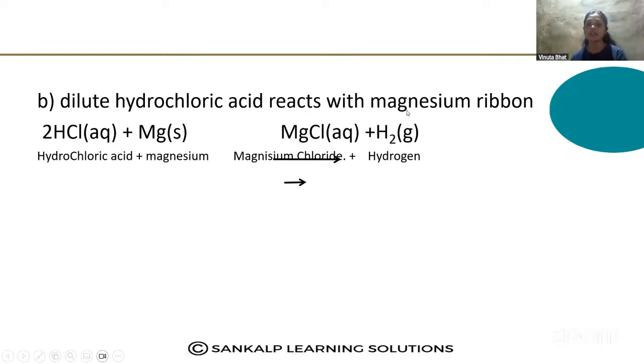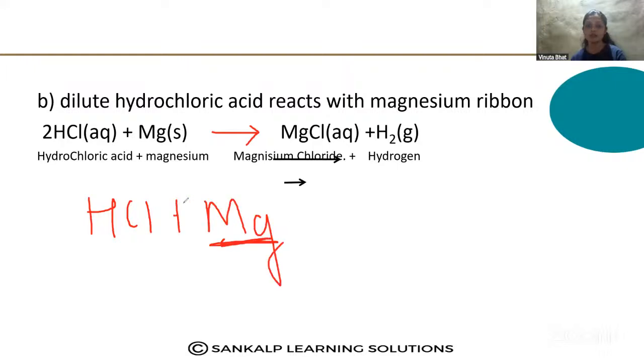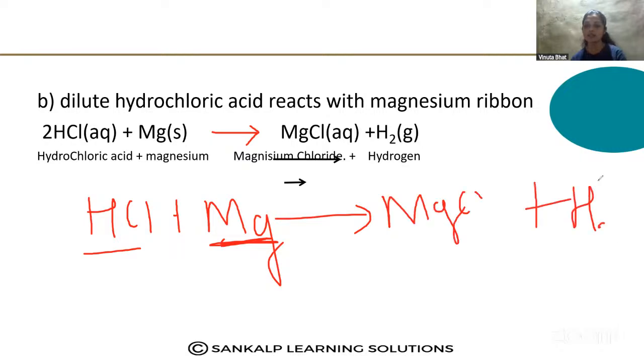Dilute hydrochloric acid reacts with magnesium ribbon. Dilute HCl, when it reacts with magnesium, that is the metal, which forms the salt, MgCl2, magnesium chloride, plus hydrogen gas is released. So that is the same: when acids react with metals, they form the salt and hydrogen gas.